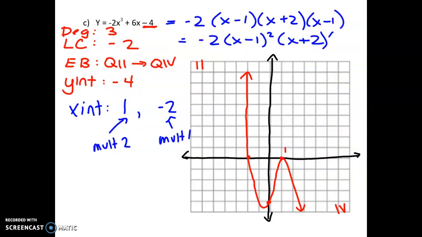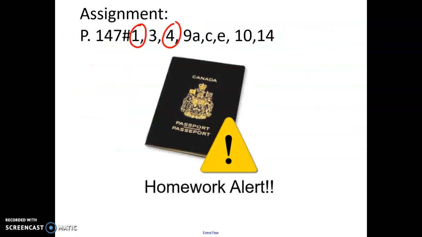As well, here we have graph C. So again, this one was in polynomial form, so you had to start by factoring it. And then once you've got it factored, again, you should be able to draw your graph. We're going to then move on to these textbook questions on page 147.